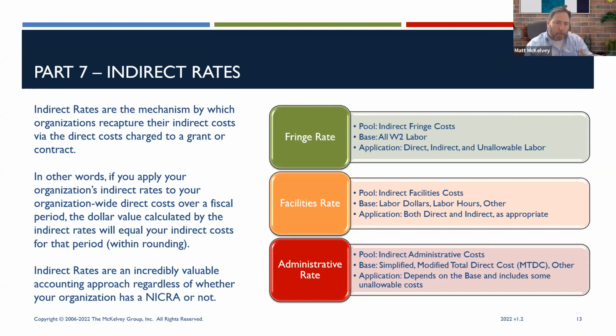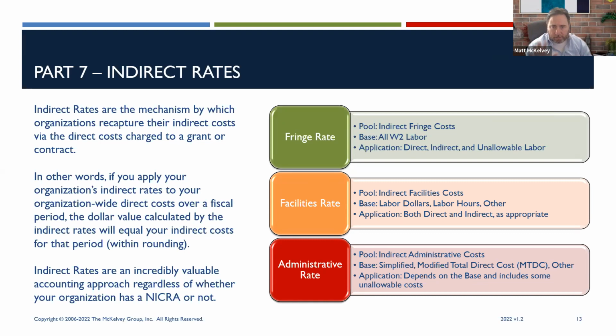If you apply your organization's indirect rates to your organization-wide direct costs, in other words, use your statement of operations or your P&L statement, and use your indirect rates on your direct costs over that fiscal period, the dollar value you get back will equal the total of your indirect costs. It's a recovery mechanism. It's not a way to make more money or lose money, done correctly. Direct costs are easy because they're charged to a program directly. Indirect costs are spread across programs, and across all your programs, you should be recovering your full indirect costs.